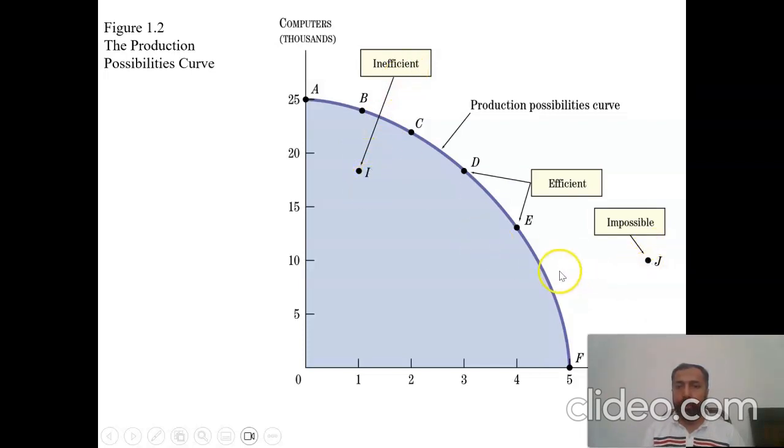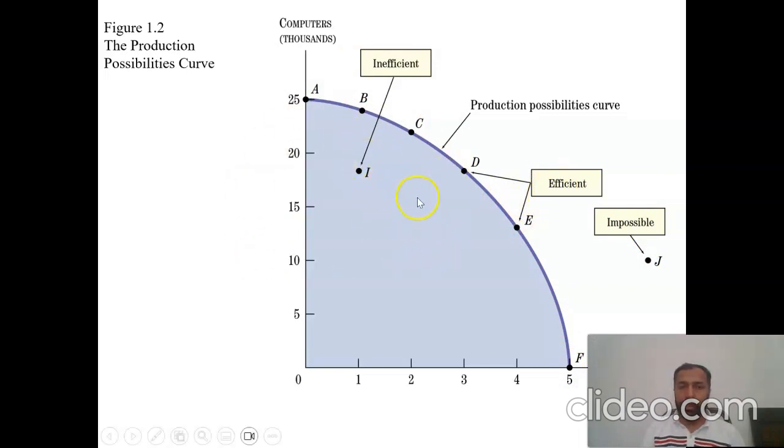However, any point above this PPF or PPC line, like point J, is impossible or unattainable to achieve because our resources are not enough to produce that many computers and movies. So we will say that this point J can be attained only if the resources of a country improve or there is improvement in technology. However, all the points lying along this line, like points A, B, C, D, E or F, are efficient as well as achievable.